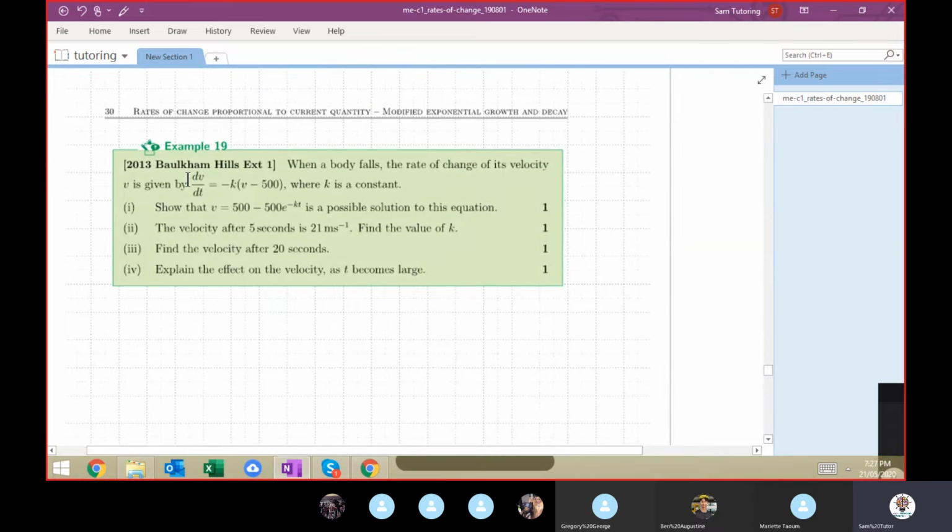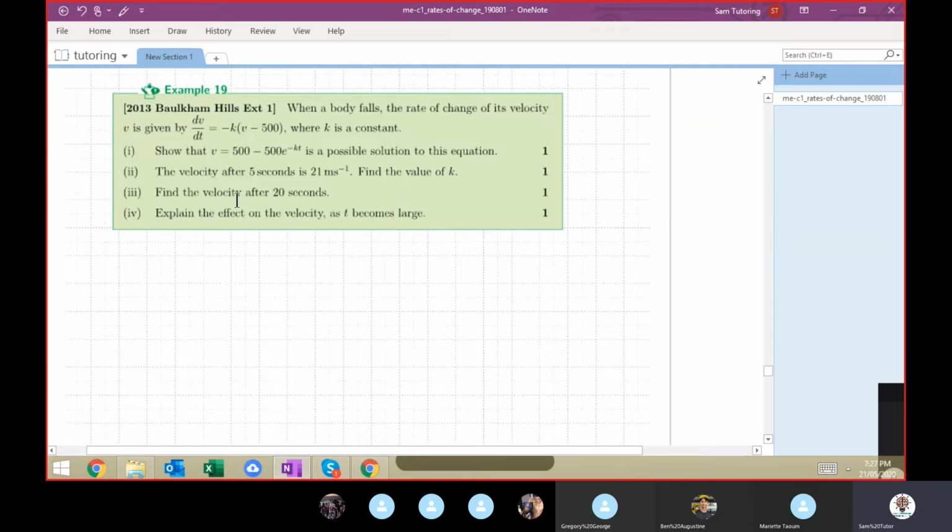Let's go to Bork Hill, extension 1. I'll let you start it. Try to start with V, differentiate it, and try your best to get to that result.